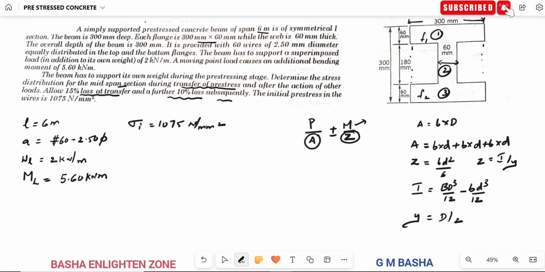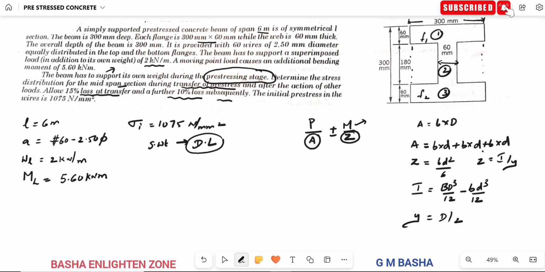And again the M value. For finding this M value, there will be some different conditions given. What are the conditions? Clearly observe the question. One will be given superimposed load of 2 kilonewton per meter in addition to its own weight. Another one will be given moving load causing an additional bending moment, based on the data. But here the beam has to support its own weight, means self weight. So the first step is that the beam has to support its own weight during the prestressing stage, which is the dead load of the beam. So first we have to find out the dead load of the beam.